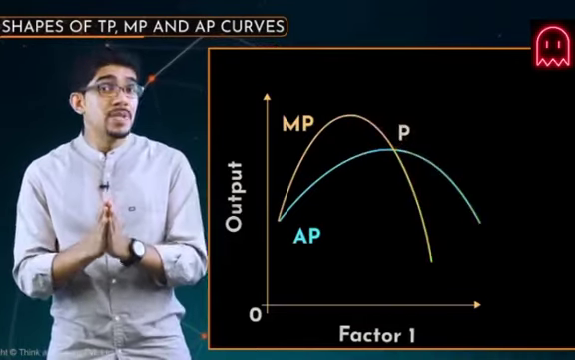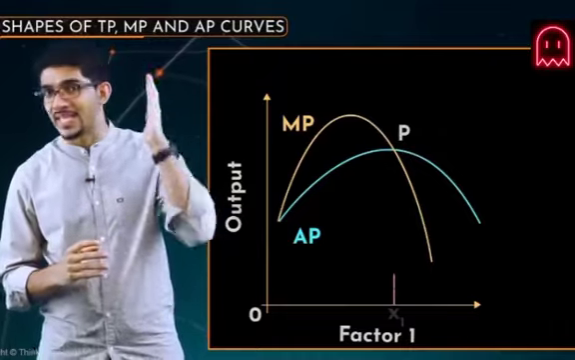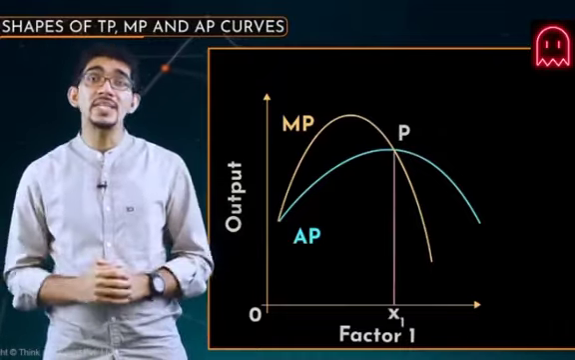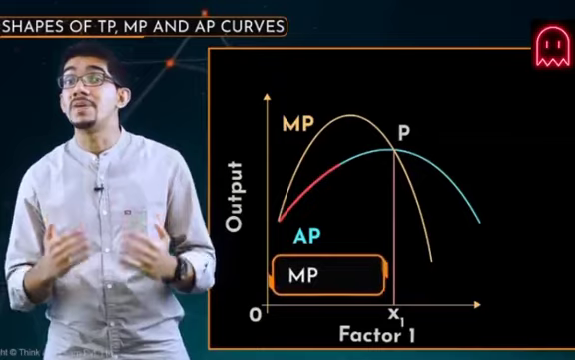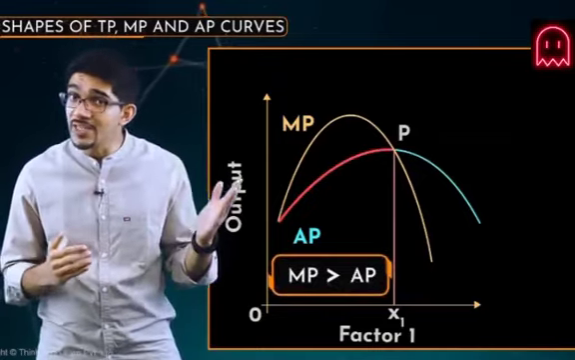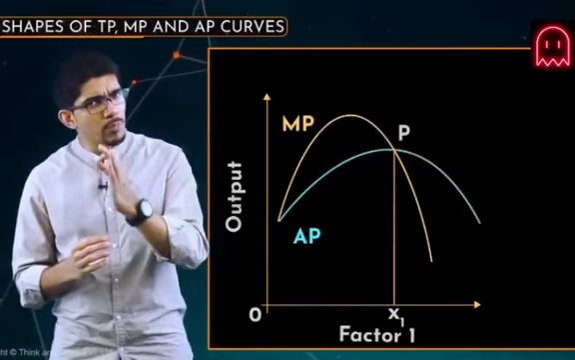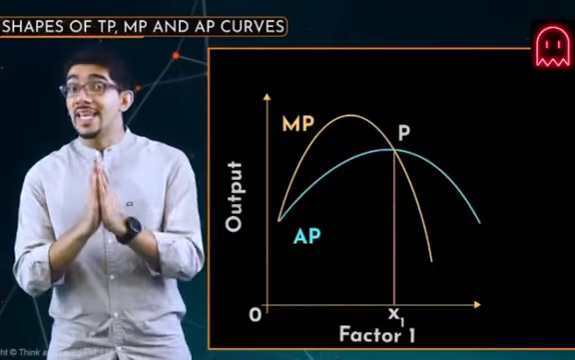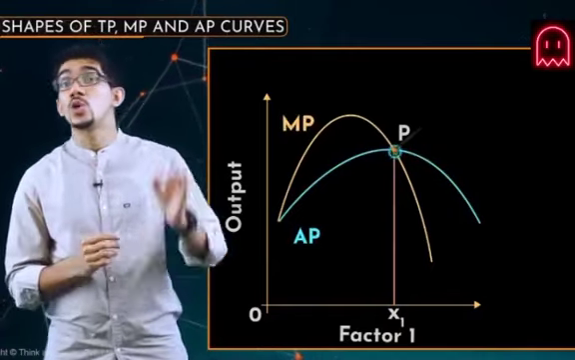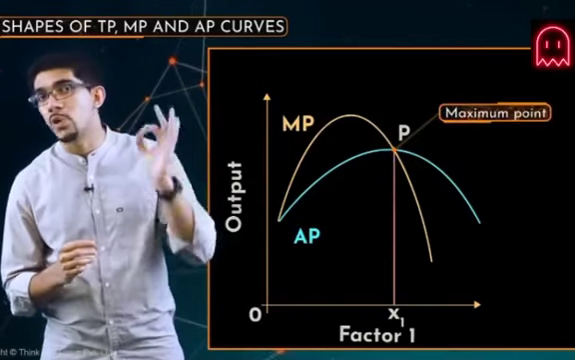The AP of factor 1 is maximum at x1. To the left of x1, AP is rising and MP is greater than AP. To the right of x1, AP is falling and MP is less than AP. So an important point to remember here: the AP and the MP curves coincide at the maximum point of the AP.